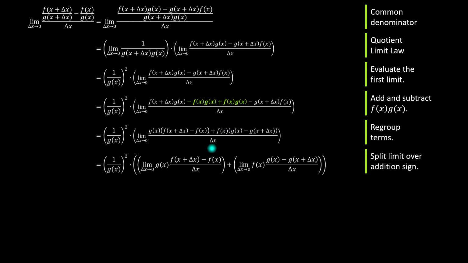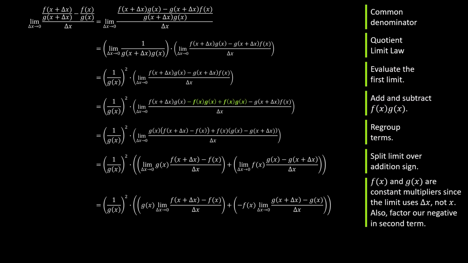So now I can split over that plus right here, using my limit laws. So I have this piece and this piece as separate limits. And remember that my limit is in terms of delta x. So when I look at just g of x or just f of x, there's no delta involved. They're considered constant multiples. I can move them out. Here I moved out the g of x from the limit because g of x doesn't depend on delta x in any way. I moved out the f of x from the limit because it doesn't depend on delta x in any way.